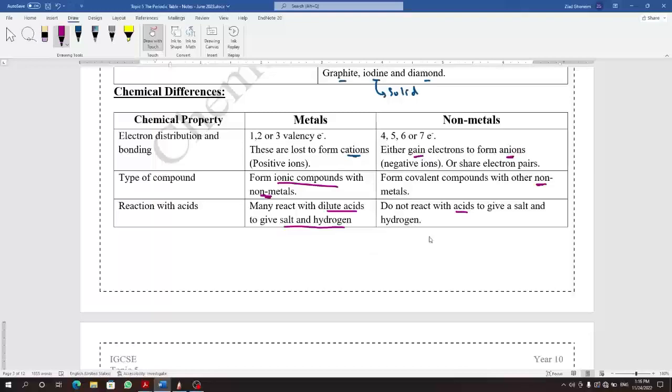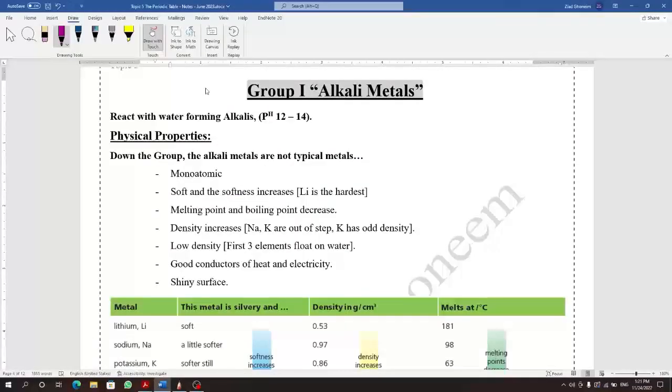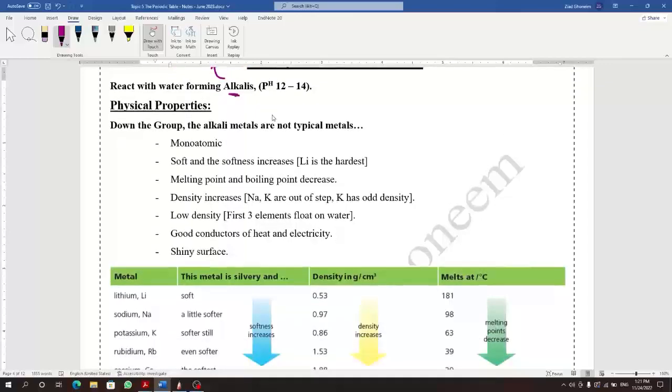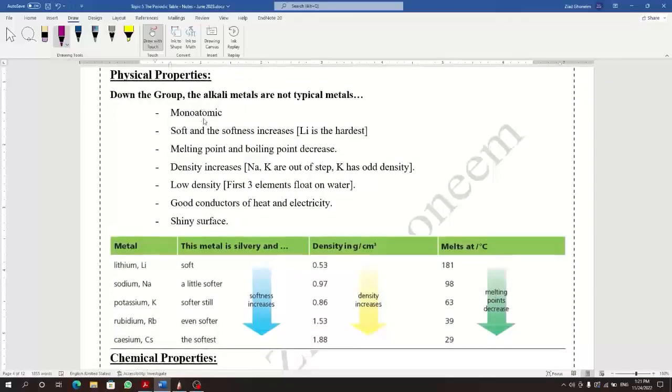They give different products. Now let's talk about group 1 metals or the alkali metals. Why are they called alkali metals? Because they react with water, forming alkalis. So what are alkalis? Alkalis are the metal hydroxides. They are bases, which means that their pH is between 12 and 14. We'll talk about the pH and the acids and bases later. Now to the physical properties.